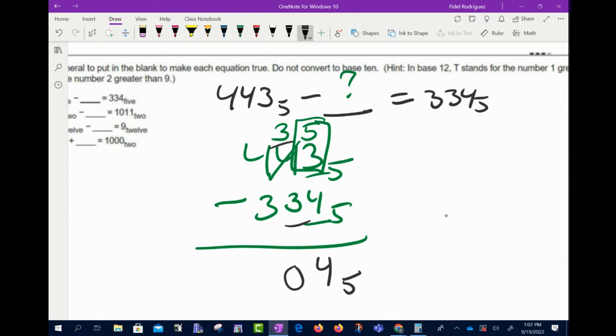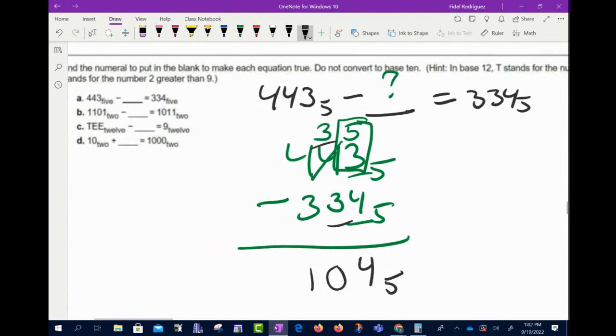Now, when we subtract, 3 minus 3 is 0. So I'm going to put a 0 right there. 4 minus 3 is 1. So the number that I'm ending up with is 104 base 5. So right here, you guys, I'm going to write 104 base 5.